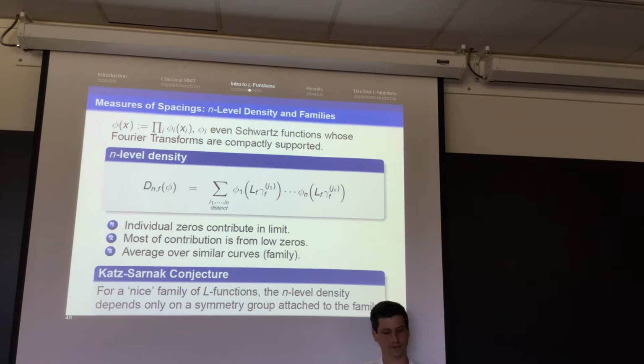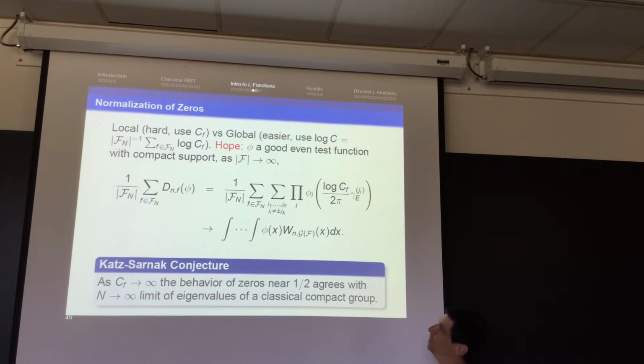So essentially the idea is the following. We form the one-level density for a specific element in our family. Maybe we look at all L-functions whose conductor goes up to n, or maybe whose conductor is size n. We divide by the number of forms in the family. And then the hope is that as n goes to infinity, this converges to integrating our test function against a nice function that depends only on the symmetry of the family.